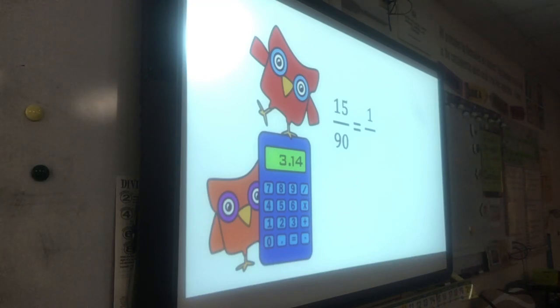Not third, because you're thinking of 30s. But if it's 3 30s, then how many 15s is that, if there's 2 15s in every 30? Sophie? 6. Yes, 6 is missing. So it's divided by 15, divided by 15, so 6 is missing.